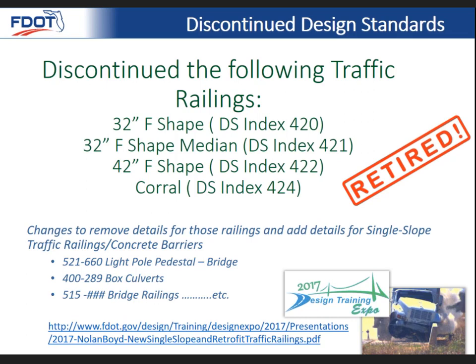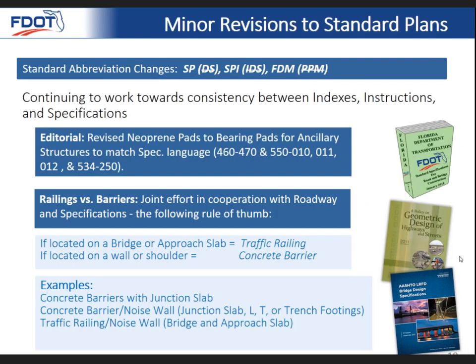There are also some other changes to various indexes because of the changing shape of the traffic railing. 3 of those are listed there. And if you refer to the 2017 design update training, Charles Boyd and I did it at the Expo, there's some more information on transition from the F shape to the single slope and the background on that. So some of the minor changes we'll go through quickly are listed there.